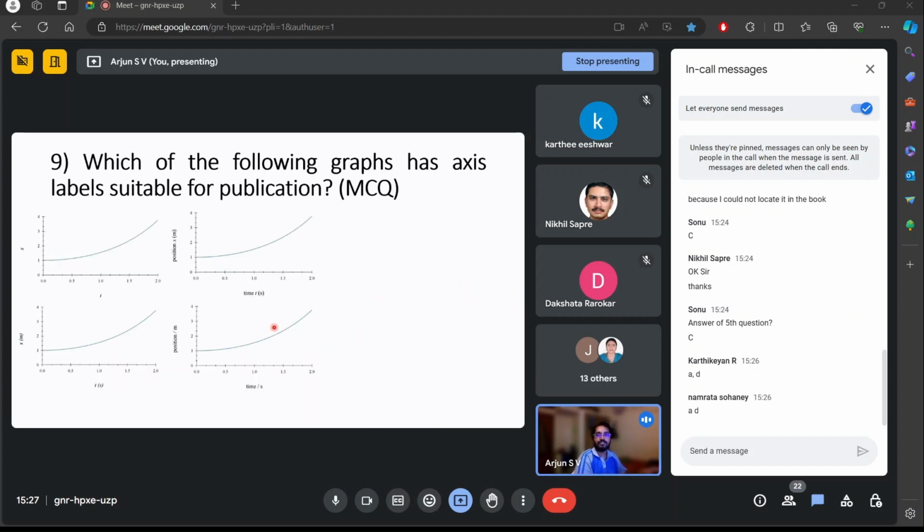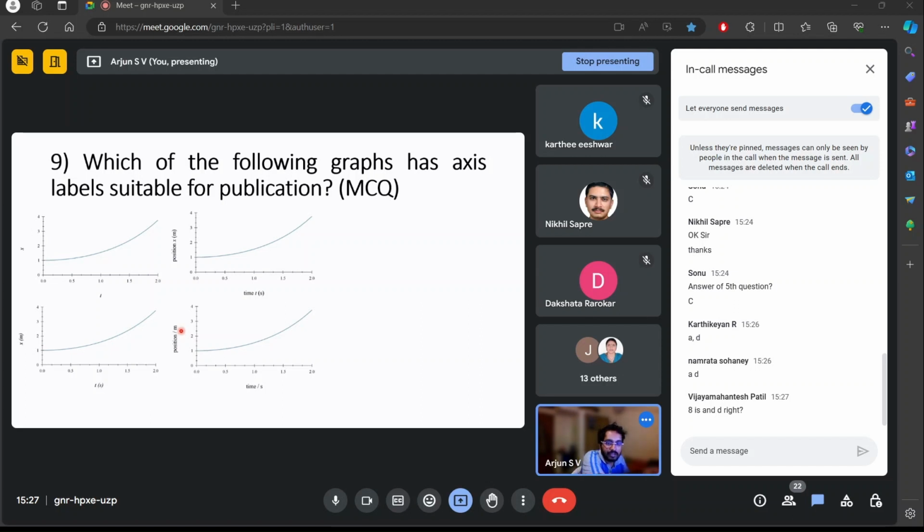Which of the following graphs has axis labels suitable for publication? Here we have four different graphs. One graph has only x and t. We do not know what x is, what t is, or what units those are. So this graph will not be valid. In the second graph, we have x and its units, and t and its units, but we still don't know what x and t mean. X and t can mean anything. And here we have option 3, position and its unit, and time and its unit, but the unit should always be in brackets.